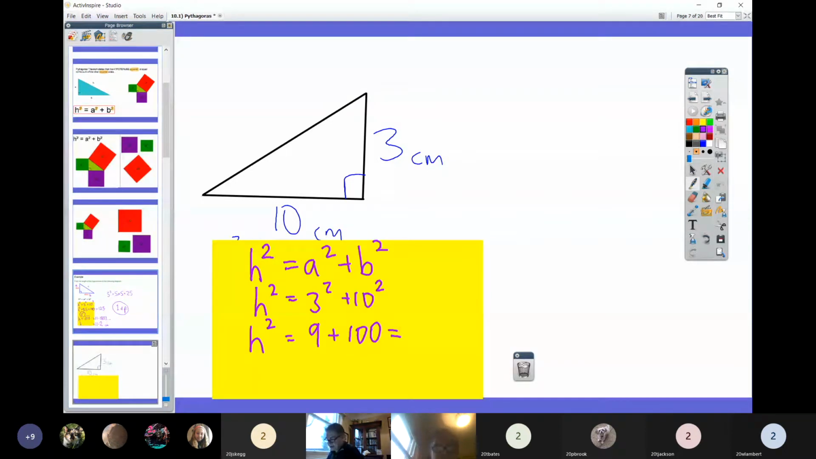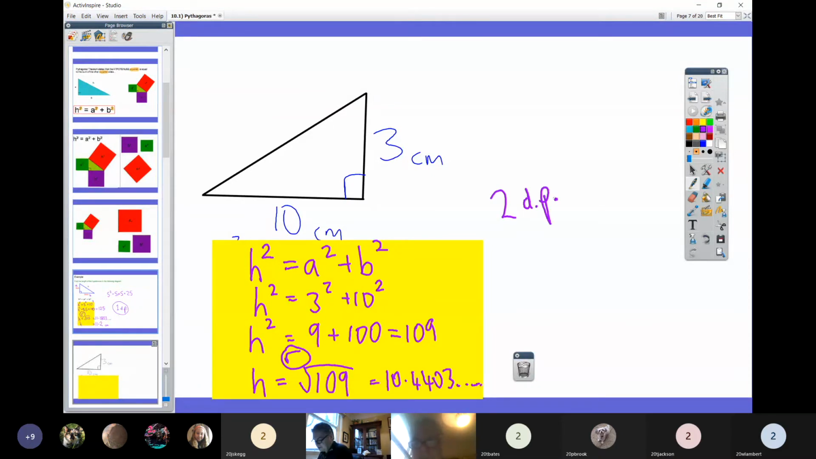Now that is what H squared is. I'm now going to square root both sides. So H equals the square root of 109. At that point, you get your calculator out, press the square root button, 109 equals, okay, and then SD button, and I get 10.4403... it goes on forever. Read the question. Let's pretend on this occasion it asks for the answer to 2 decimal places, so my final answer will be H equals 10.44 centimetres.